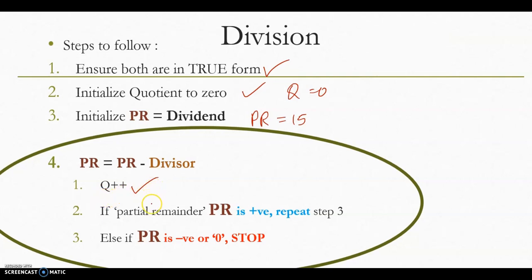Q becomes 1, 2 and 3 until, how do you do that? Until the partial remainder is either negative or 0. And then at that point you stop and take the current value of q at that point and the r value at that point. Okay. If it is the case of negative, you have to take the r value from the previous step. Okay. So that is how we do division for binary numbers.